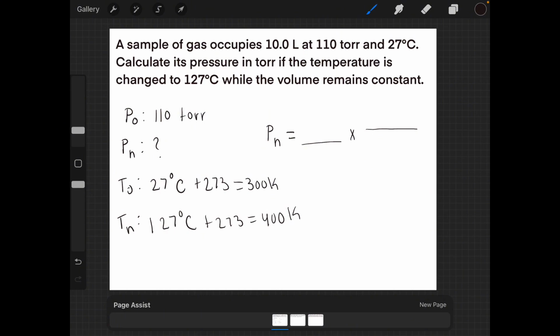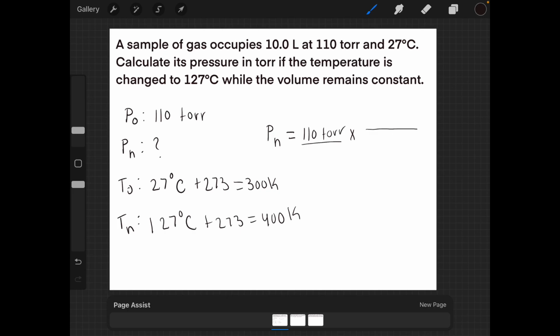I am going to fill in the first blank with the old number of the variable I am solving for. So in this case, I'm going to write 110 torr because I know that I am solving for the new pressure. Remember to always write your units. The next part is a bit trickier. Since we are solving for pressure, we need to find the temperature adjustment.